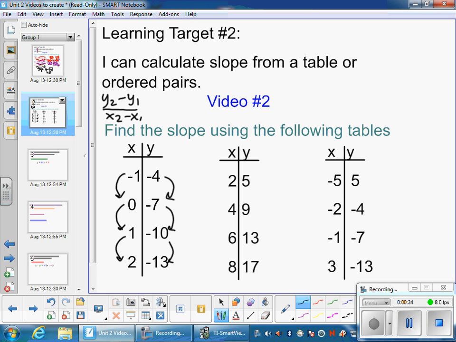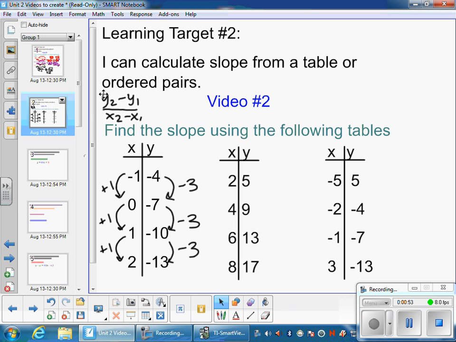So if I look at my x's, from -1 to 0, I go up 1. From 0 to 1, I go up 1. And from 1 to 2, I go up 1. So the difference in all my x's is 1. And then from -4 to -7, I go down 3. From -7 to -10, I go down 3 more. And from -10 to -13, I go down 3.